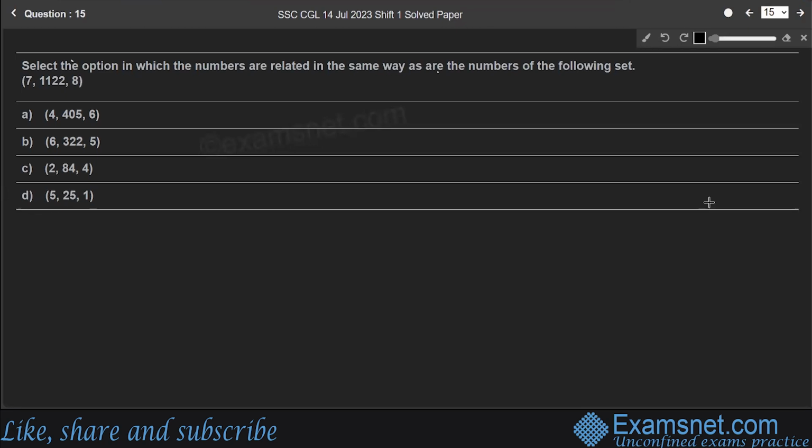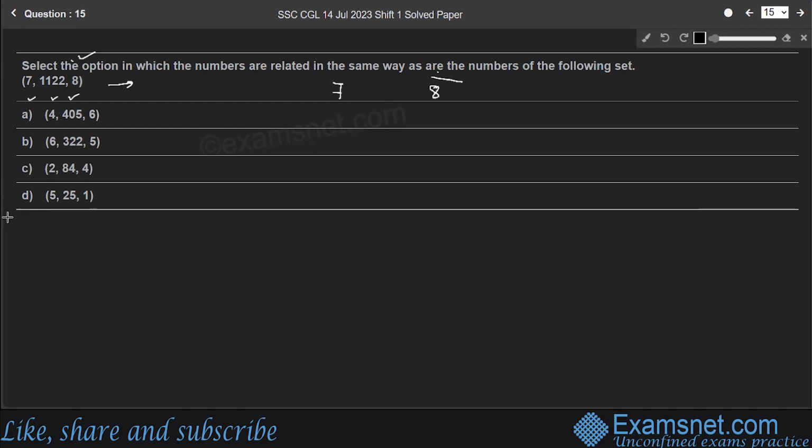Question 15. Select the option in which the numbers are related in the same way as are the numbers of the following set. Here is the given set in which the numbers are related. Here the first number is 7, and the third number is 8, and the second number is greater than the remaining 2 numbers.